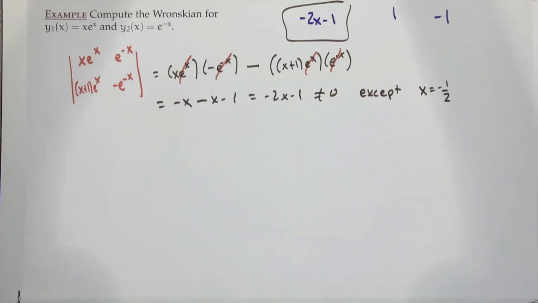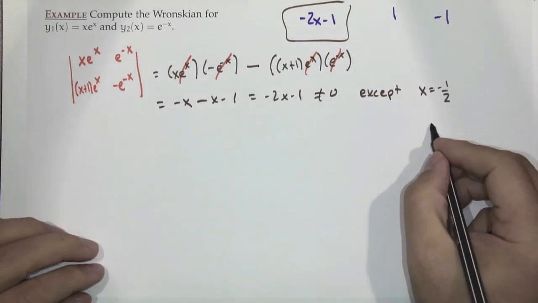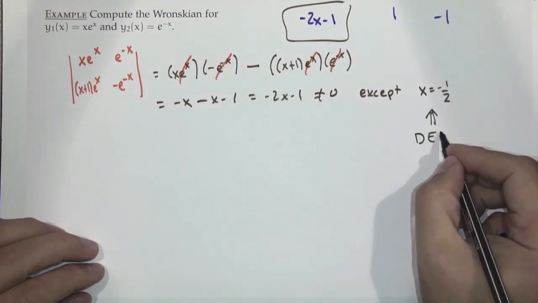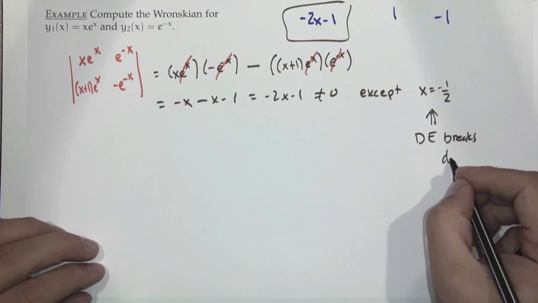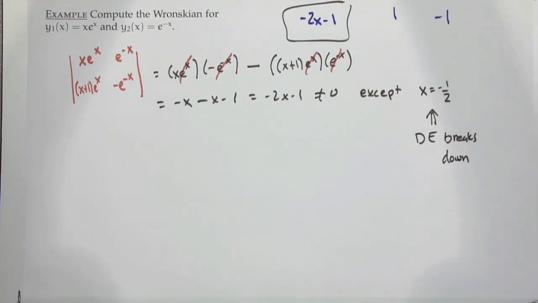What does that mean? Well, in terms of the differential equation, we don't have a differential equation here. But if there were one, what this would mean is, if you have a solution above negative a half, you can only push it to negative a half. Essentially, negative a half is where your differential equation breaks down. So this would be your differential equation breaks down point. Away from negative half, life is good. At negative half, things break down. So that's just a side note.